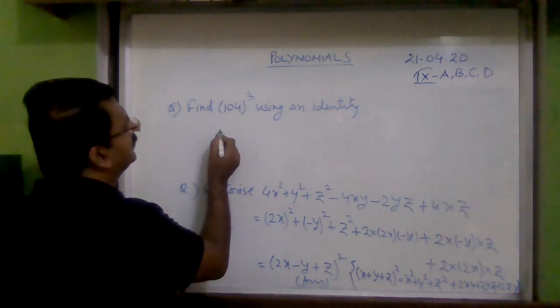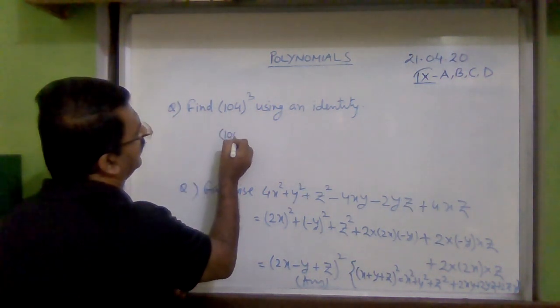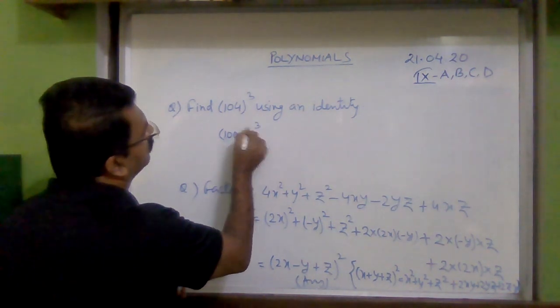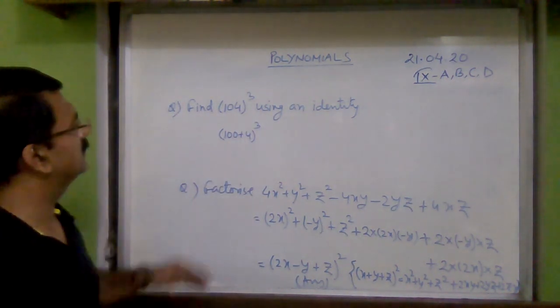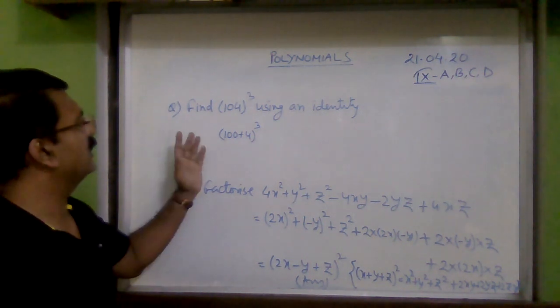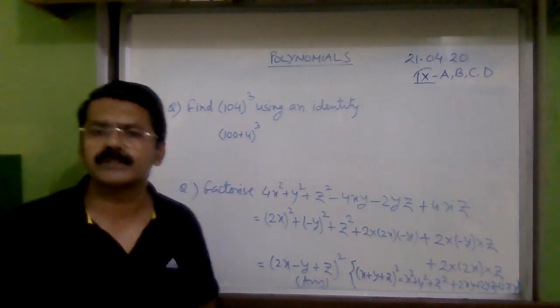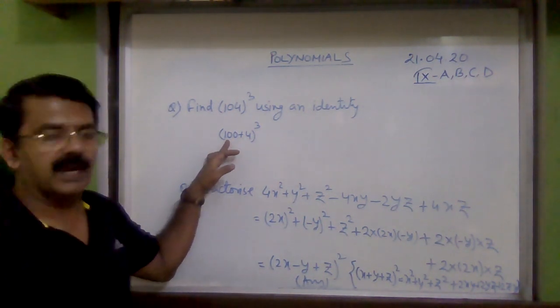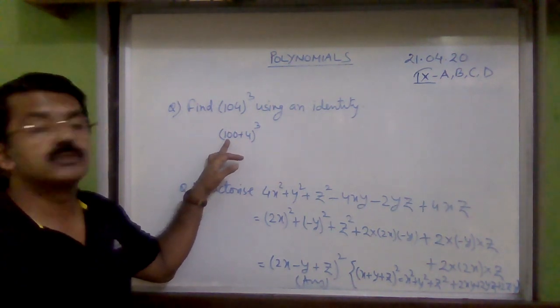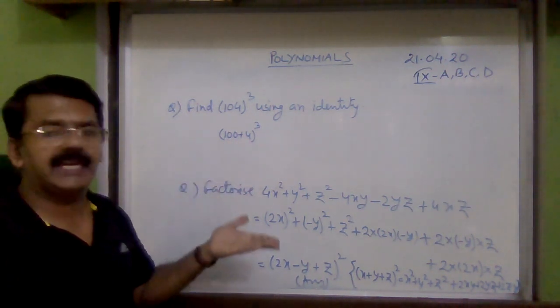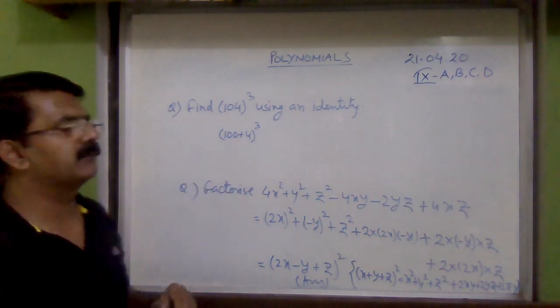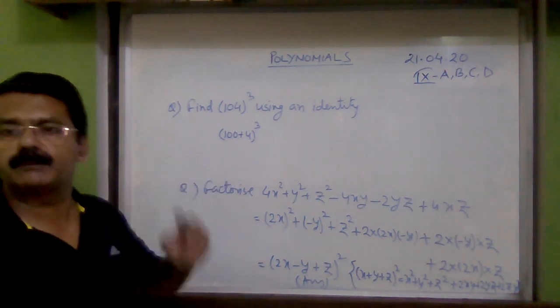So we split 104 as (100 plus 4) cube. Now why have we done it like this? Why not 90 plus 14 or 80 plus 24? Because 100 is a number whose square and cube we can write orally. That is why 104 we have written as 100 plus 4.